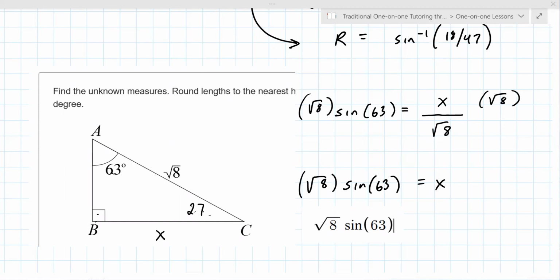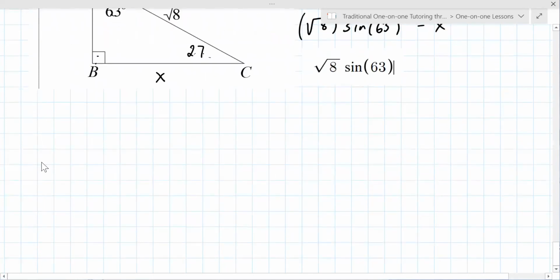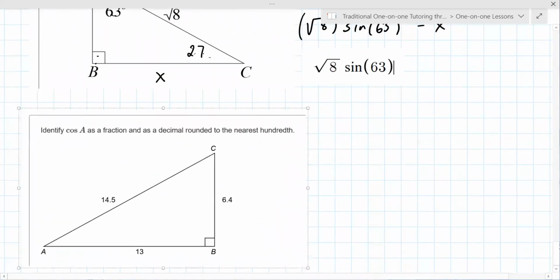All right, so we're going to start your quiz next. We'll see if we can get through that. Or your next assignment, I guess. Only 12 questions on this one. So here we go. First question. It says identify cosine A as a fraction.